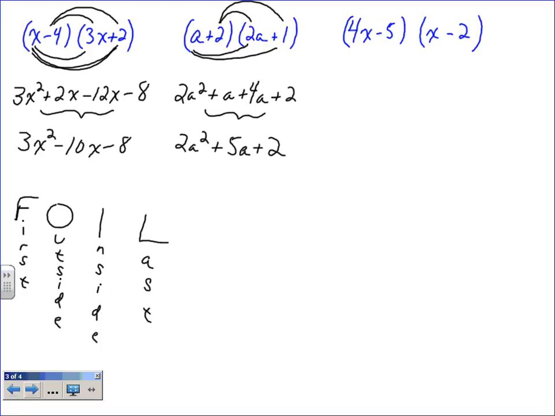And let's look at the next one. And the only thing that makes the next one a little bit different is that we have two negatives. Okay? So using the FOIL now, 4x times x. How about the outside terms? Negative 8x. The inside terms, negative 5x. And then the two last terms is positive 10.